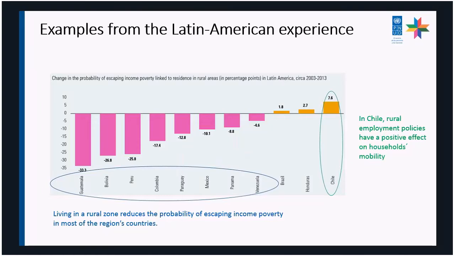In Chile, for instance, a given individual working in a rural area increases the probability of moving out of poverty by 7.6 percentage points. But in Guatemala, living in a rural area implies above 30 percentage points less in the probability of moving out of poverty.